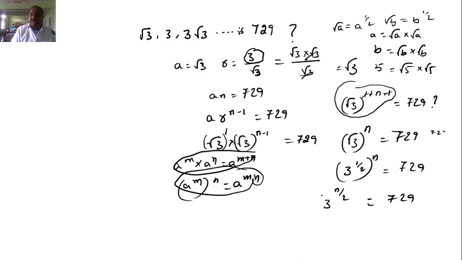729 prime factorization: 3 twos are 6, 3 fours are 12, 3 threes are 9... again 3 eights are 24, 3 ones are 3. Again 3 twenty-sevens, 3 nines, 3 threes. 1, 2, 3, 4, 5, 6. So 3 power n by 2 is equal to 3 power 6.